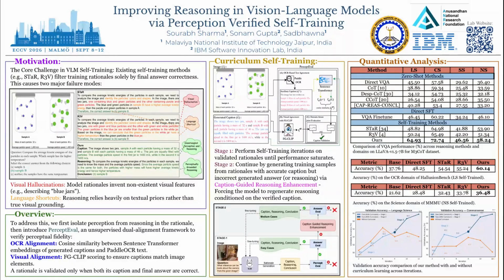So now we have validated the caption part, right? We have validated that the caption contains enough OCR details as well as enough visual details which are present in the image. And we can say, okay, the caption part is validated.